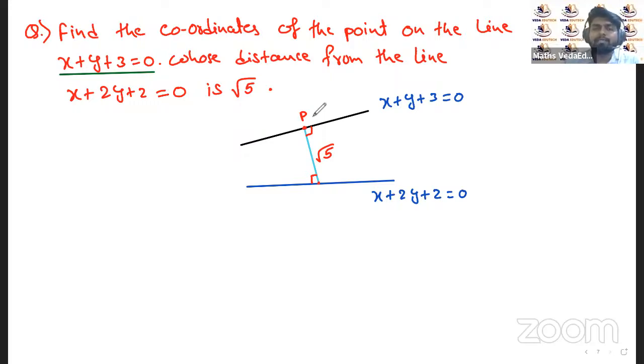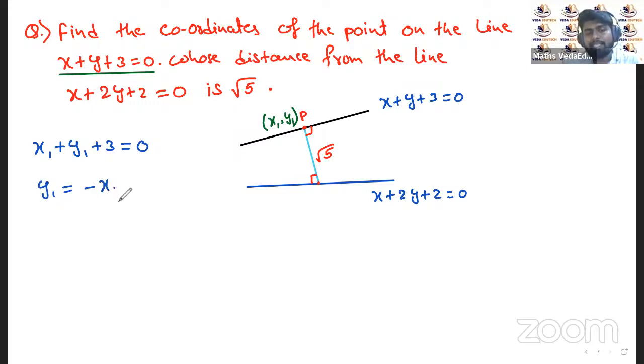So how to find the general point? We need to assume that point P has the value x1 comma y1. And if point P is x1 comma y1, then this point definitely satisfies the given equation because the point is lying on that line. So this x1 comma y1 will satisfy this equation. So x1 plus y1 plus 3 equal to 0. So now we can find the y1 value in terms of x1. So y1 is nothing but minus x1 minus 3.